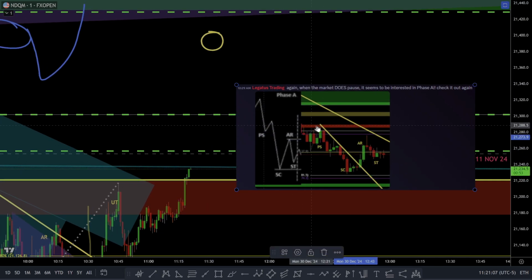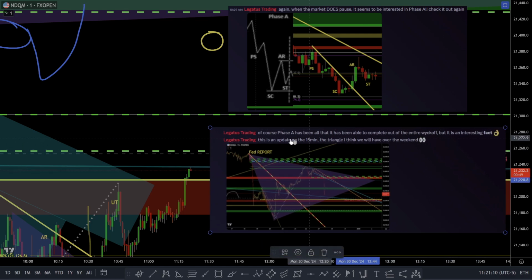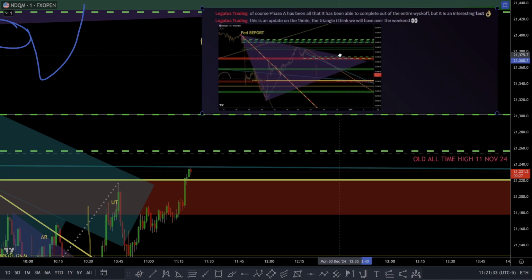So that leads me to post right after this that, of course, phase A has been all that it has been able to complete out of the entire Wyckoff. It's an interesting fact. And that was where we were on that triangle. I was like, okay, this is the triangle I think we'll have over the weekend. Big purple triangle. So what I'll do is I'll move that up here.